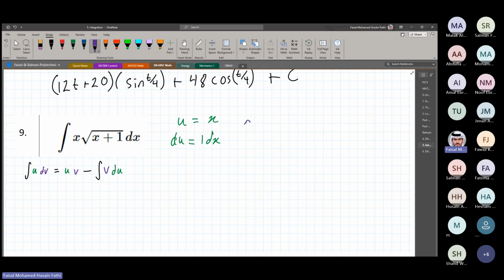The dv is equal to x plus 1 to the power of half, all of it. You will take this entire thing as your dv, okay? Not just the thing inside. So this is dv, not just up to here.